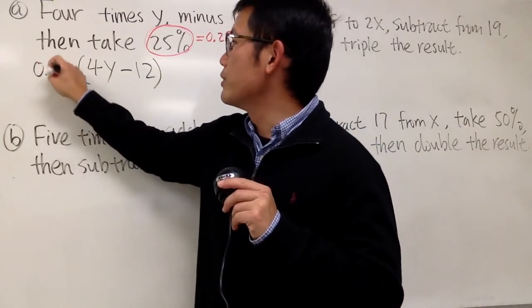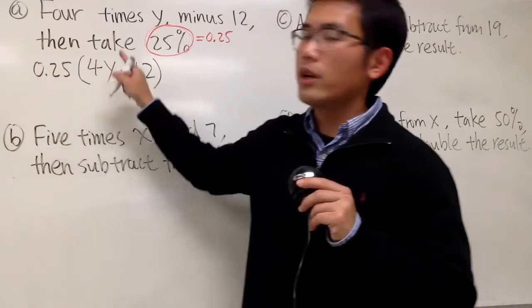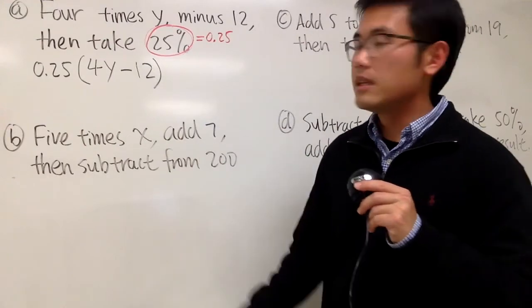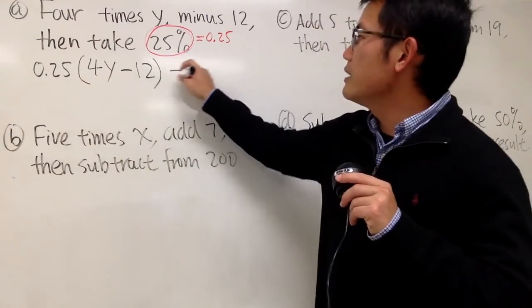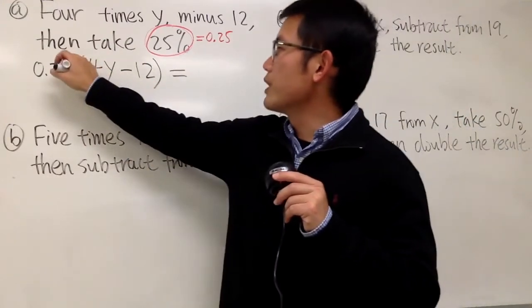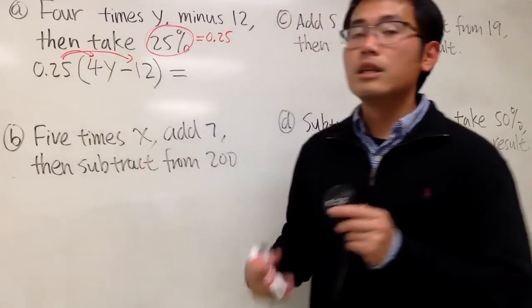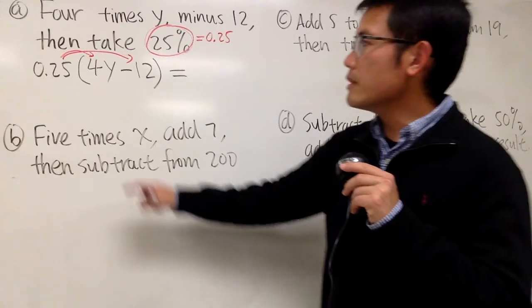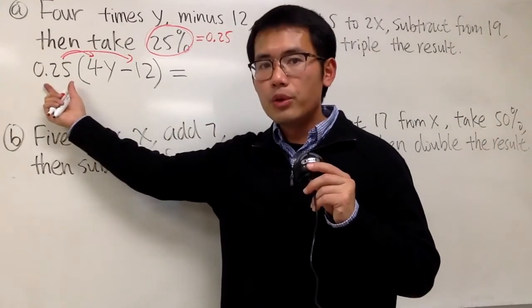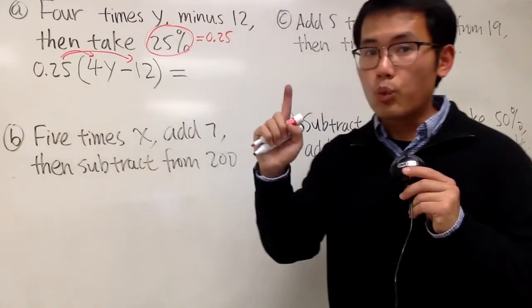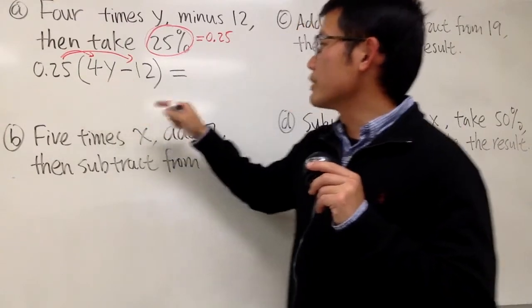And usually we like to put down the multiplication in front of the parentheses. So it's just like this. So this is the start. And to simplify this, of course, we can just take 0.25 times this times that. We have to distribute in, right? So work this out. 0.25 times 4, we actually just get 1, right? And of course, it's 1y.